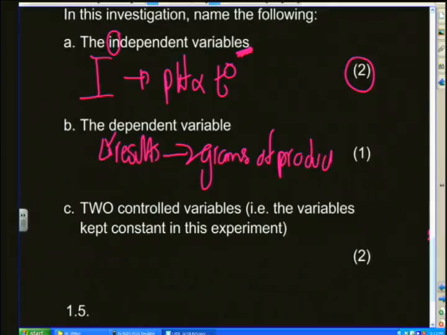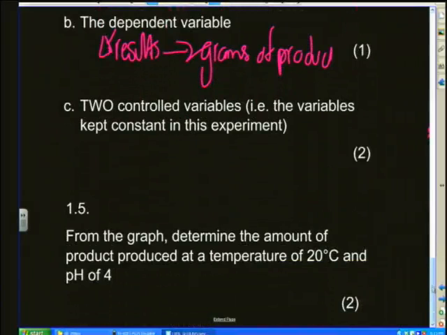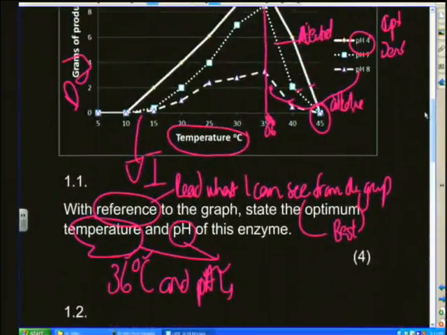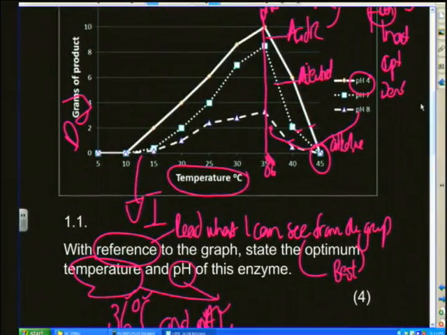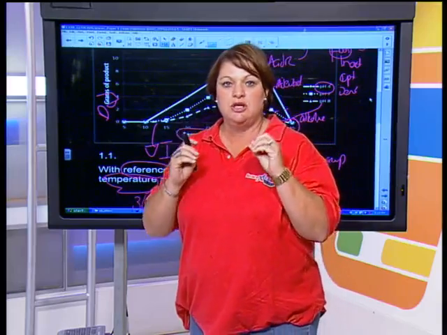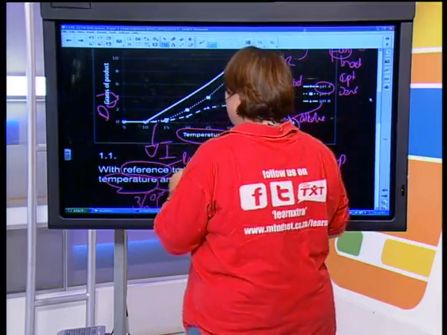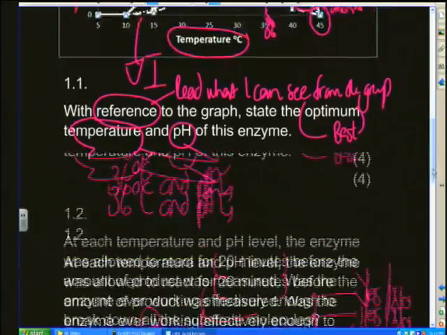Variables, 2 marks. Okay. All right, over here, 2 controlled variables, i.e. the variables that were kept constant. All right, what did you have to keep constant? Don't tell me pH and temperature. Don't, because those are the things that you changed. What must you make sure was the same all of the time?